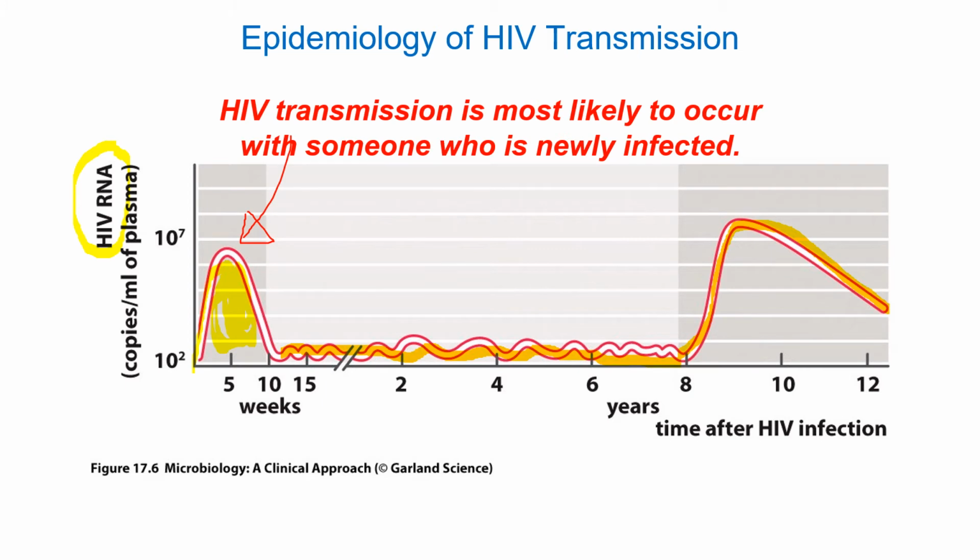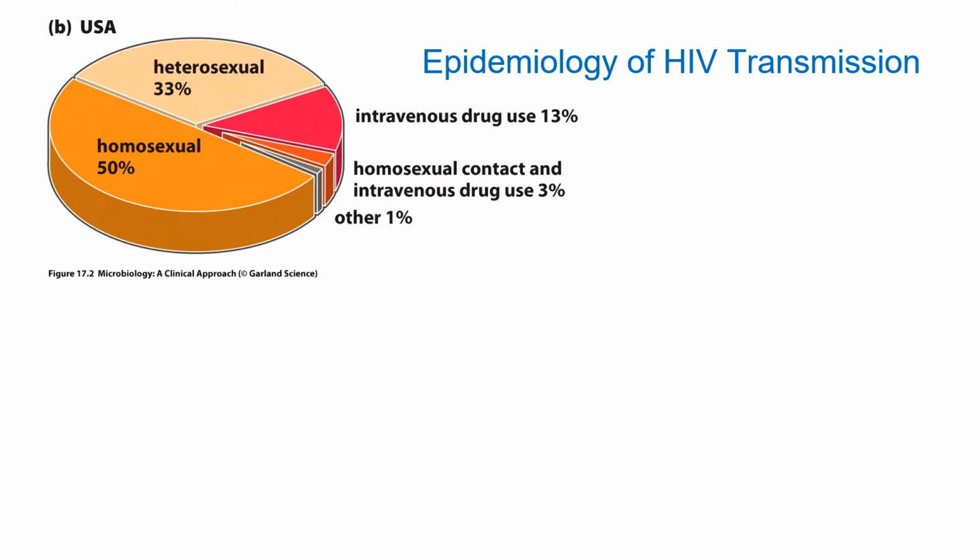So this is the key message. HIV transmission is most likely to occur with someone who is newly infected, like I said, within that 8 to 10 week period after the person has been infected. So let's talk a little bit more about HIV transmission. If you take a look at this pie graph on the left, I know it says USA, but of course this is referring to most Western countries such as Canada and European countries. HIV transmission is primarily, in males, homosexual male contact, in females, heterosexual contact, and of course intravenous drug usage.